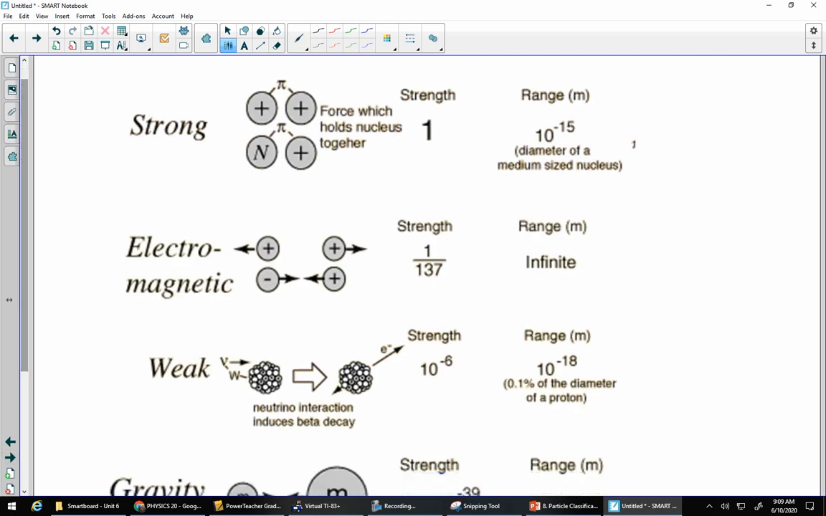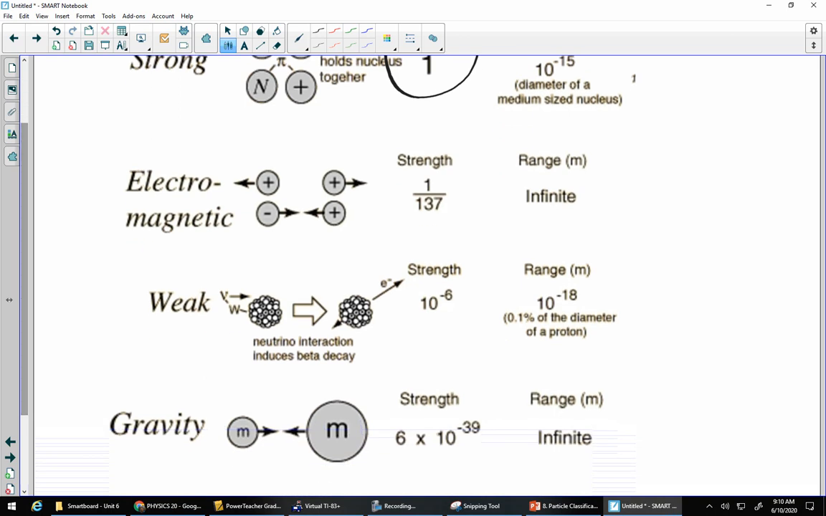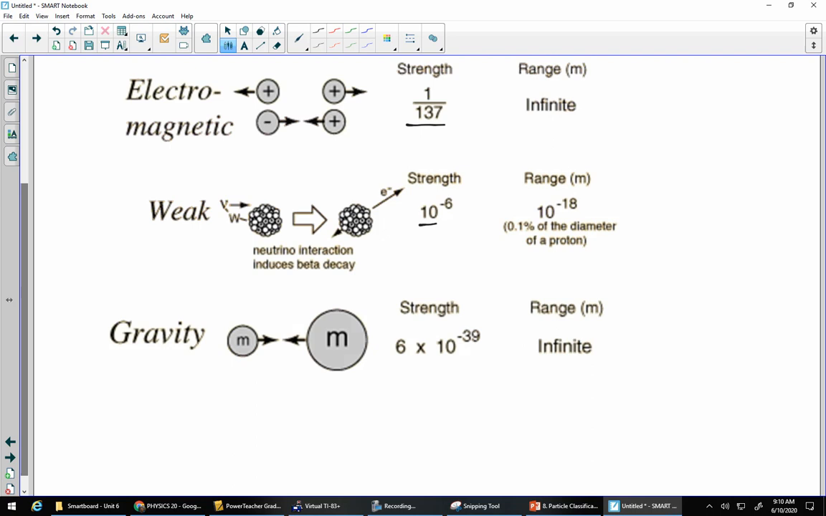Just to give you an idea, if I gave the strong nuclear force a strength of 1, my electromagnetic force would be 137 times weaker. My weak nuclear force would be 1,000,000 times weaker. And then my gravitational force, I don't even know what you would call that, but 6 times 10 to the negative 39 times weaker. So just like bajillions times weaker.